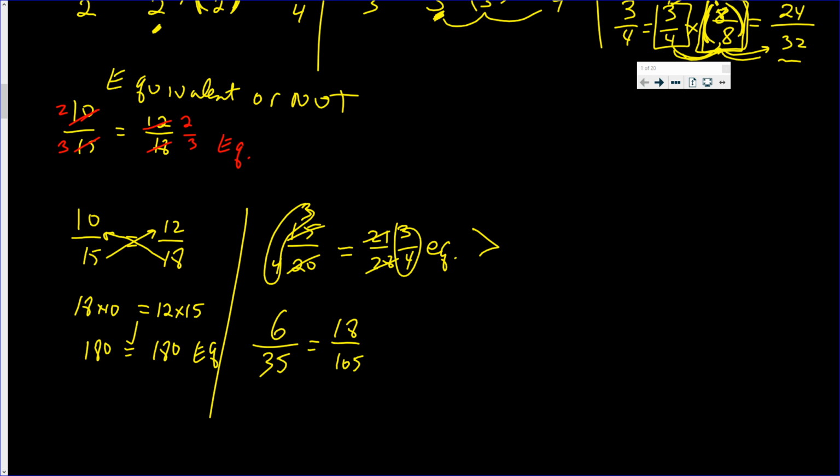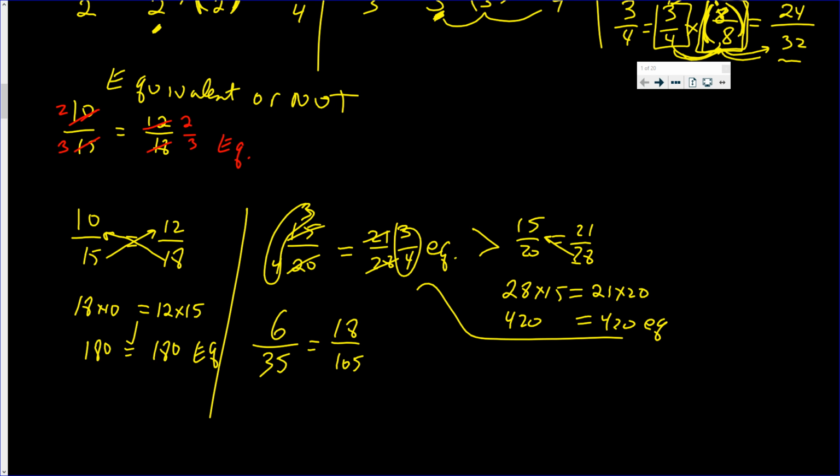Now, just for the record, back to the last one, if you wanted to, you could have multiplied those two numbers. 28 times 15, does it equal 21 times 20? 14, sorry. Yeah, this should be 420, and yeah, that's 420. So yes, equivalent. Two different ways.